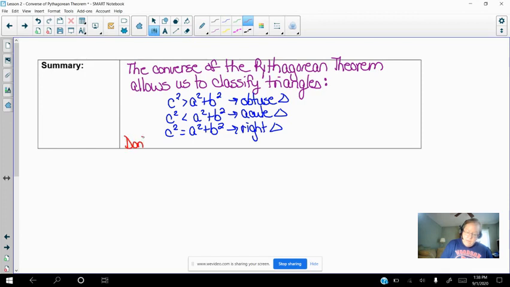Don't forget, put a star by it. A plus B has to be greater than C or no triangle at all.